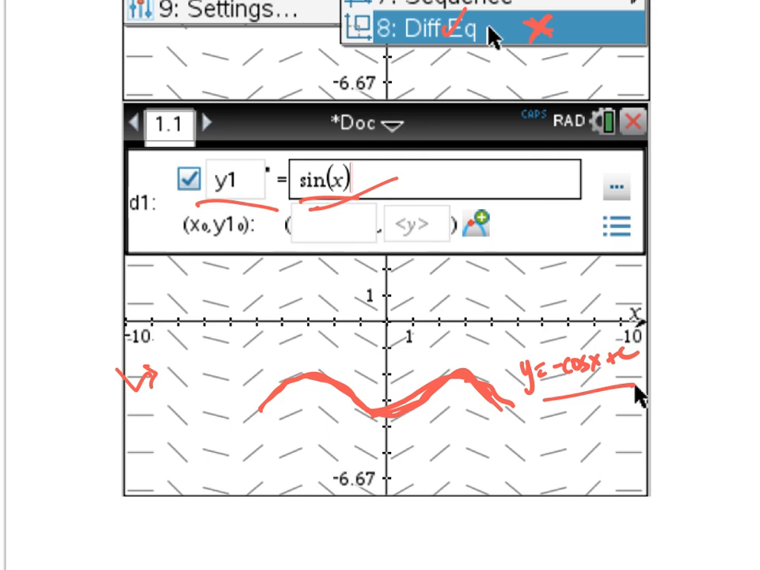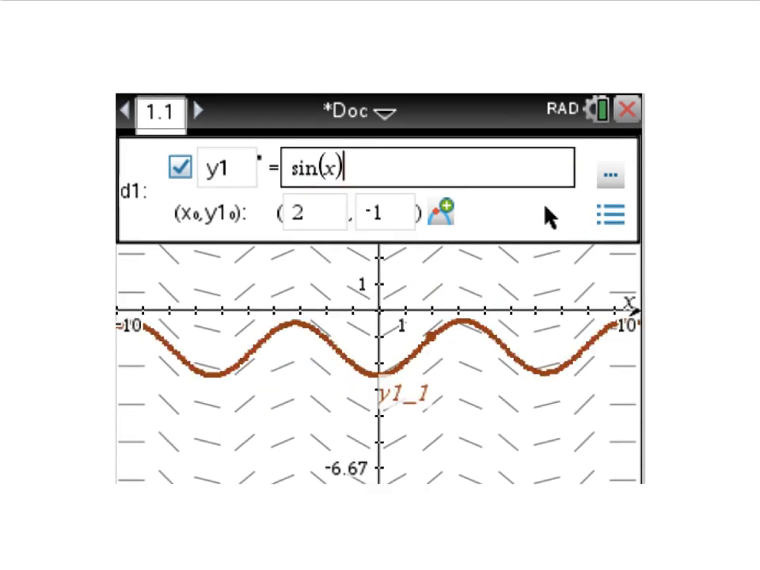Now I also can put in a point here. So if I put in 1, 0, I would go to 1, 0 and it would graph the solution curve for me at 1, 0. Here's an example where I plugged in the point 2, negative 1, which is right there, and then it gives me the solution. So play around with that, try that, it's kind of fun.